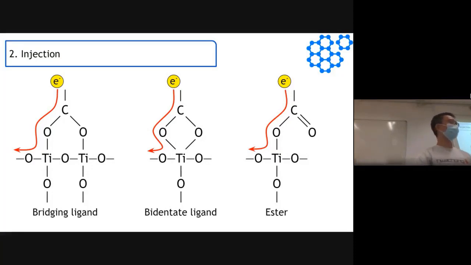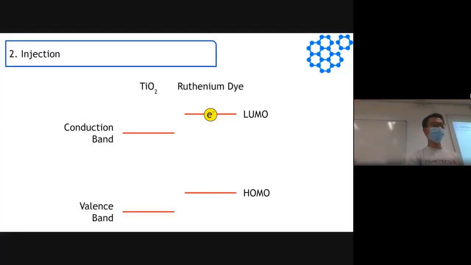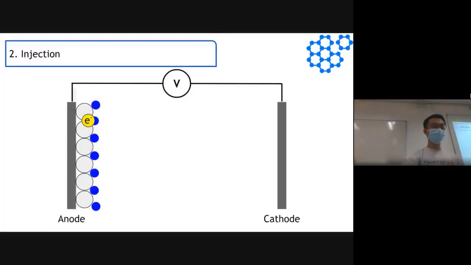And your electron, which has been excited, will move along these bonds and move to the conduction band in your titanium dioxide, because it is at a lower energy level, and an excited electron wants to go to a lower energy level. After it reaches the titanium dioxide, it will go to the anode, pass through the external circuit and reach the cathode.